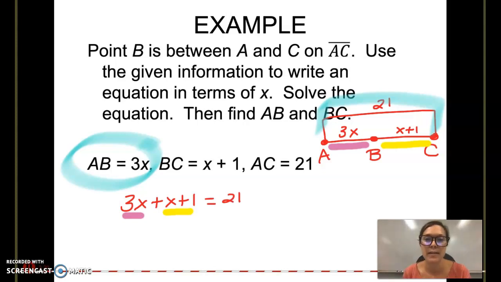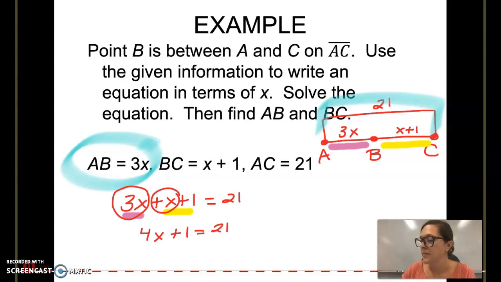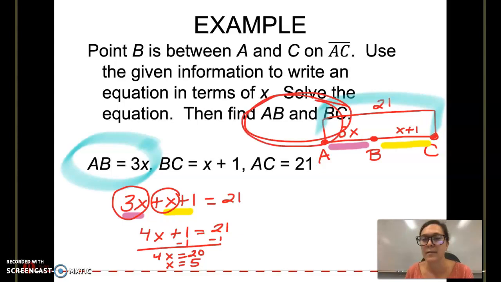So we see how that's working. So pink plus yellow, left plus right equals the whole. Combining like terms, well, I have 3x plus another x creates 4x. 4x plus 1 equals 21. Subtracting 1 from both sides gets us 4x equals 20. x is equal to 5. But I'm not done, because go back to the original problem. What were we asked to find? Well, we were asked to find the length of AB, and we were asked to find the length of BC.